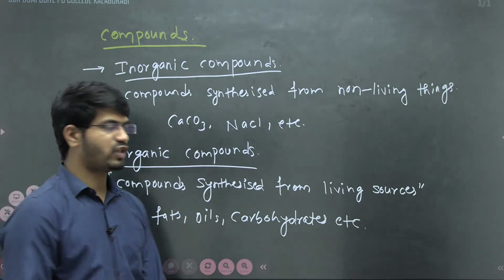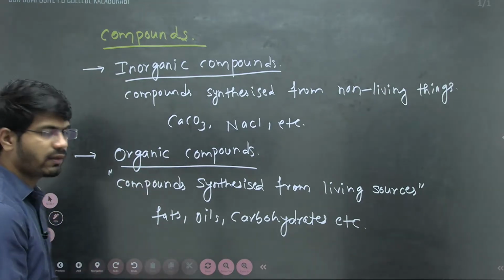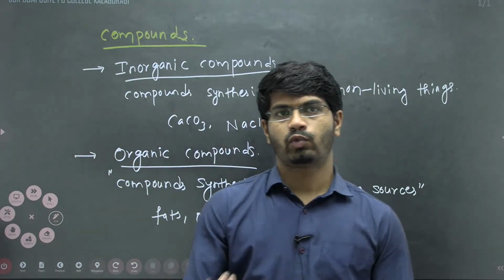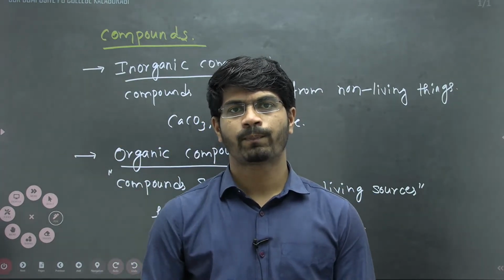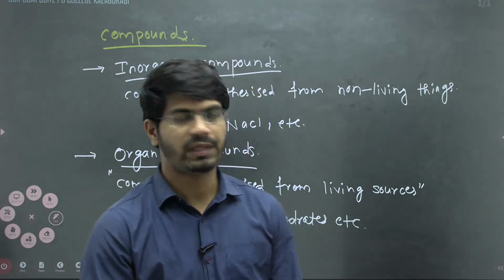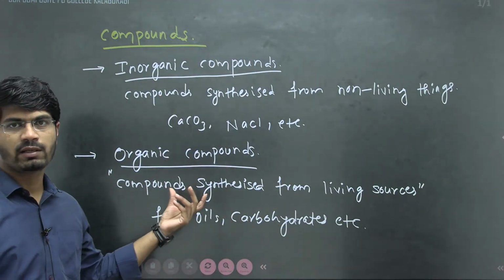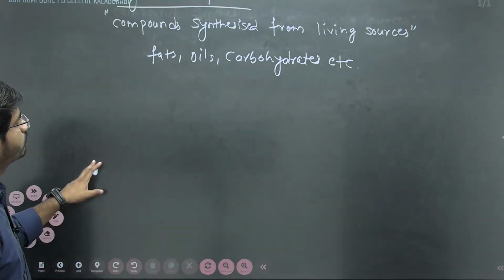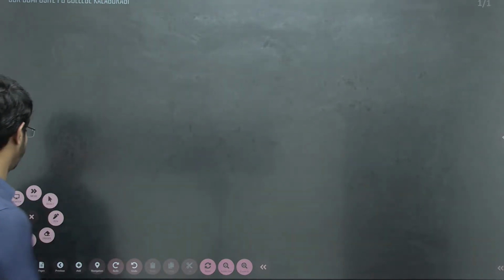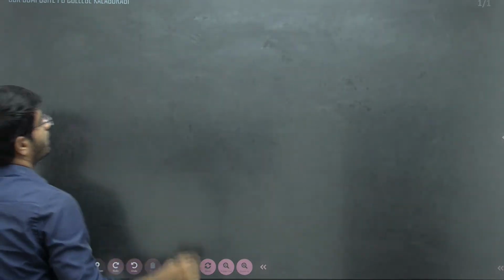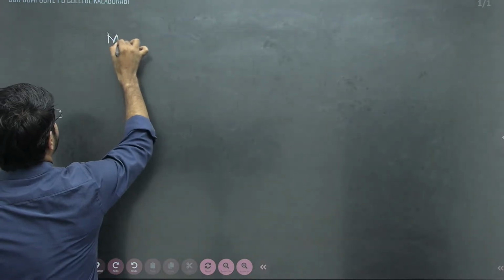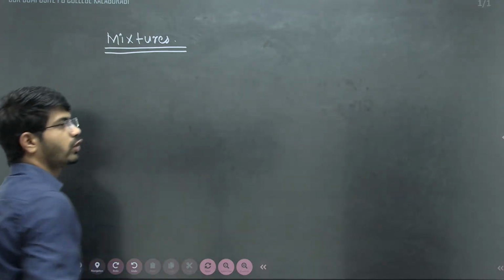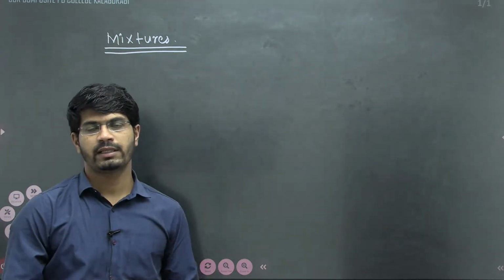Then moving on to our mixture. Now it is very clear what mixture means. If a compound contains two or more different compounds. Getting? Now moving on to the next one. So mixtures. There are two types of mixture. One is homogeneous mixture, another one is heterogeneous mixture.